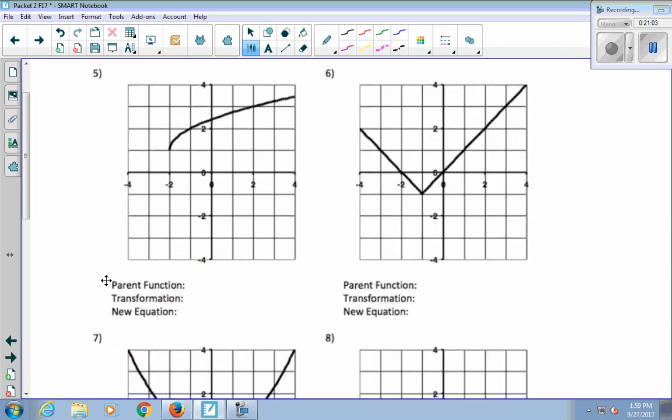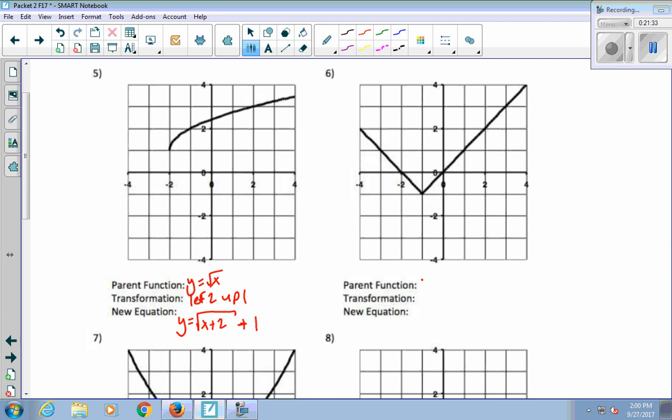Okay, here's another parent, square root of x, and it looks like I went left 2, up 1. Left 2, up 1. So y equals, for the left 2, I have to put whatever change I need for that under the square root. So it's going to be x plus 2 in order to go left, and then plus 1 outside in order to move it up.